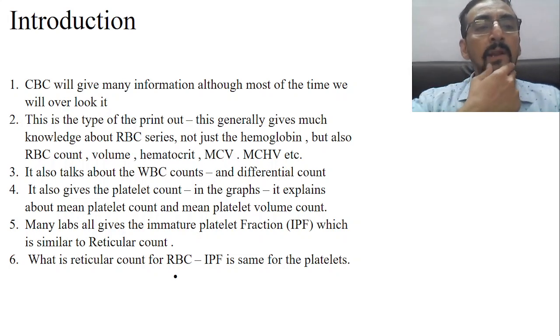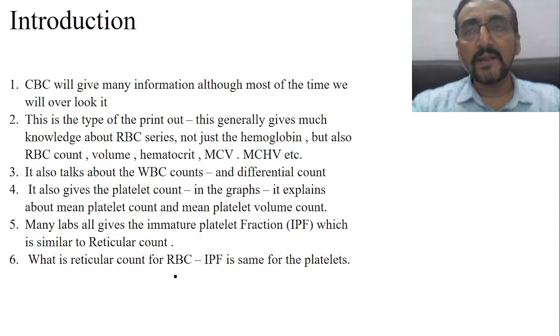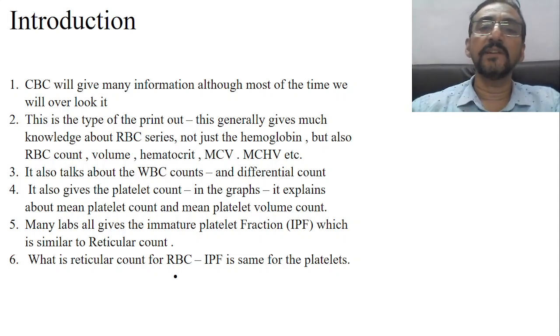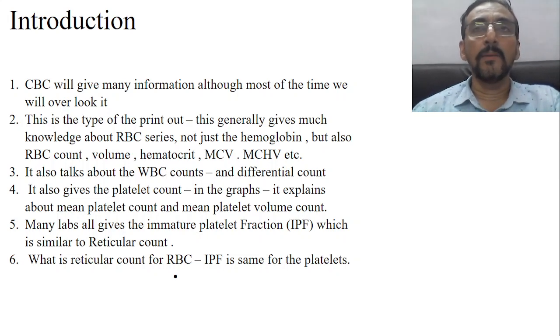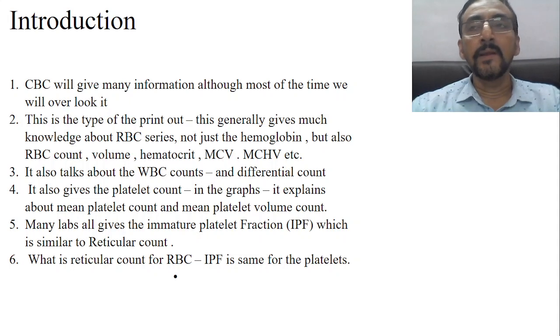Okay, now when we get a CBC report, generally it gives knowledge about three important things as I described earlier. One is it gives information about the RBC series that we have discussed in the last class. It may be hemoglobin percentage, RBC count, or hematocrit value, then MCV, MCHC, or MCH, etc. That part we have already covered.